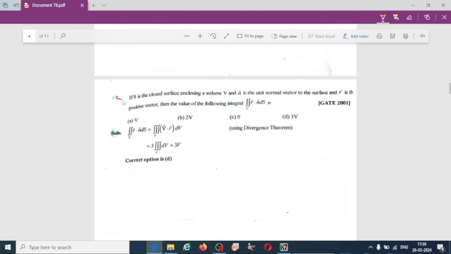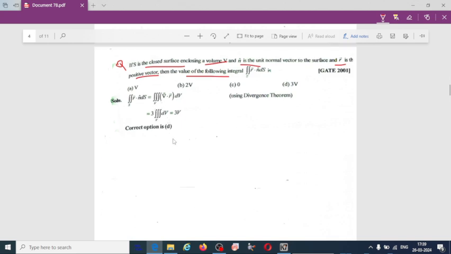So next one: if S is the closed surface enclosing volume V with unit normal vector n to the surface, and R is the position vector, then the value of the following integral. If we take the surface integral of vector R dot n cap dS, the volume integral is equal to, because it is three-dimensional, 3V.